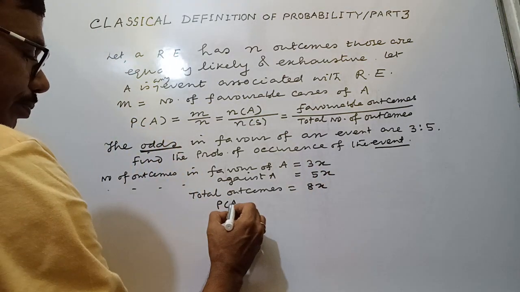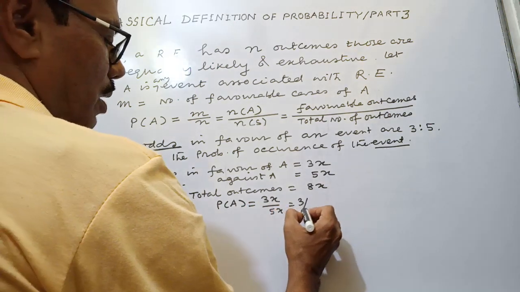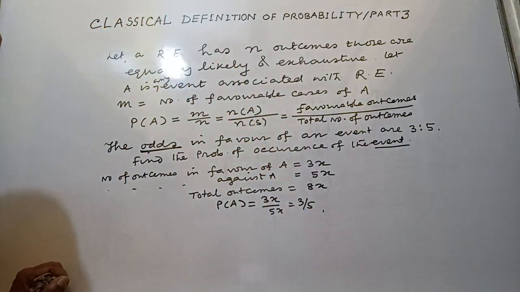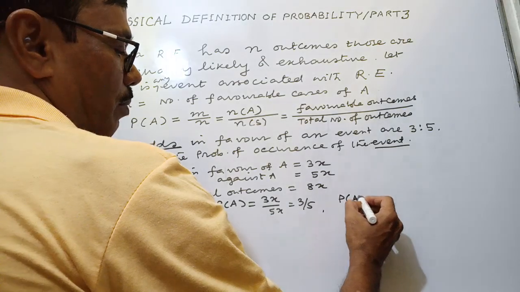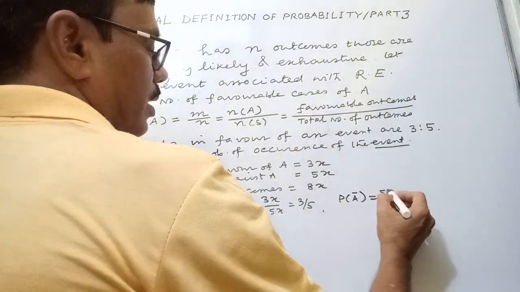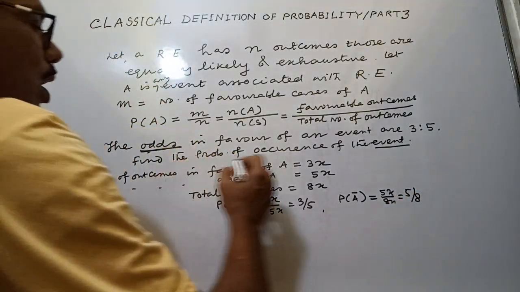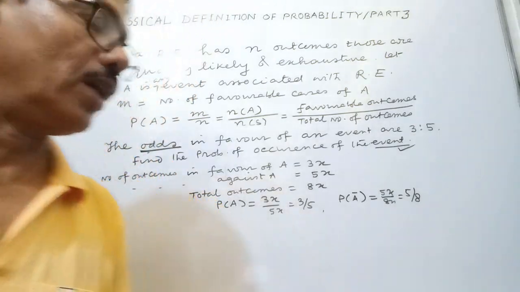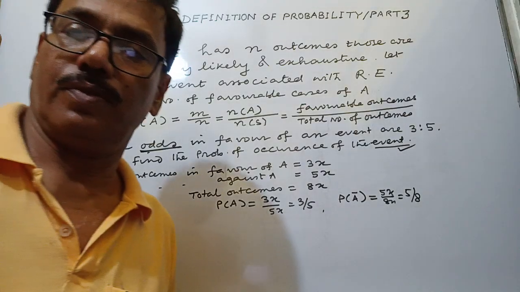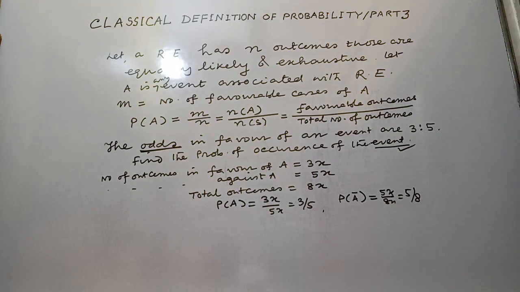So what is P(A)? 3x by 8x, so 3 by 8. And the probability of not happening A, if you calculate P(A bar), is 5x by 8x, so 5 by 8. Here you have to find the probability of occurrence of A. Today I will consider only the simplest problems.